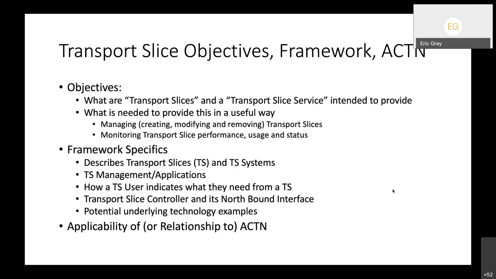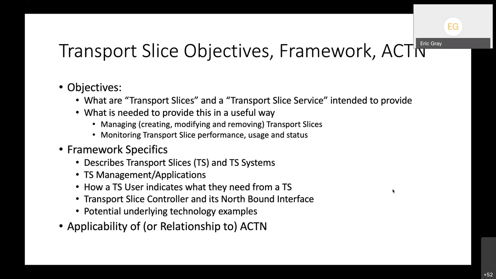And then the framework section provides more specifics about framework. We describe the slices and the systems that they're part of. We just describe management and applications at a high level. And we talk about the need to have a way for a transport slice user to talk to a transport slice provider, and that is the transport slice controller and its northbound interface. And then we have some underlying technology examples.